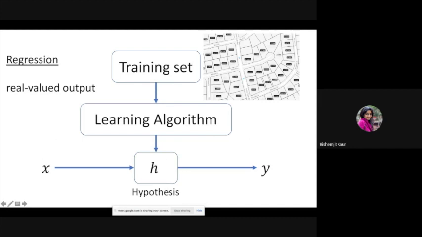By hypothesis we mean, again, h of theta, which is equal to theta 1 x1 plus theta 2 x2 till theta n xn, and the optimal values of theta. That's what our hypothesis is, which lets us know the relationship between input and output, right? And here our output is a real valued output.